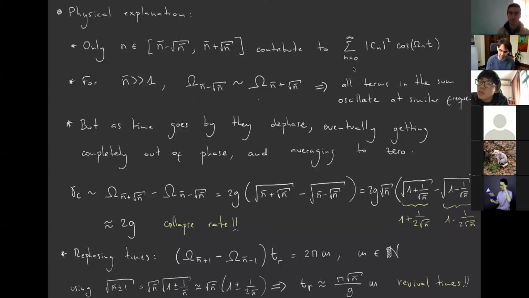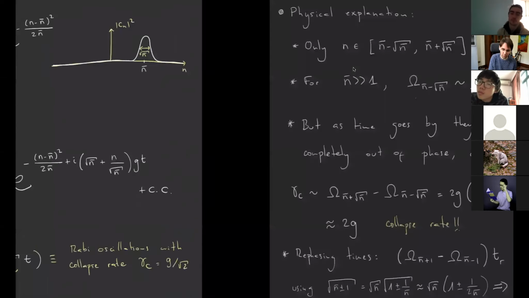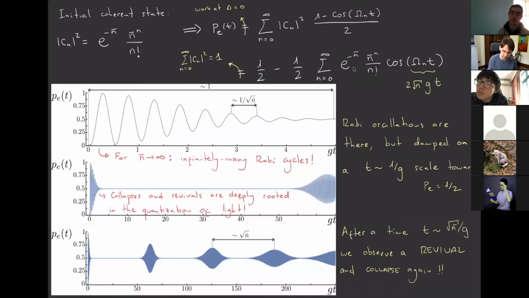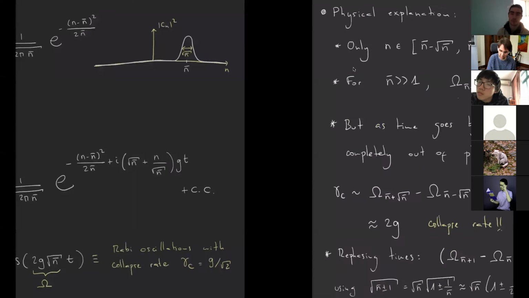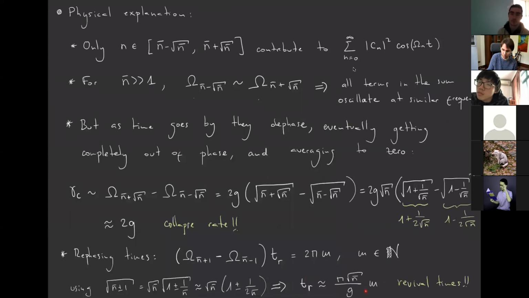And we see that it coincides very well. So it's a very good estimation for what we see in the plot. Because I told you that in the plot, what we get is that the revival times are equally spaced in time. Okay, and this is given by the fact that the revival times are proportional to an integer. But moreover, we have the estimation that the revival time is proportional to the square root of the photon number of the coherent state divided by g.